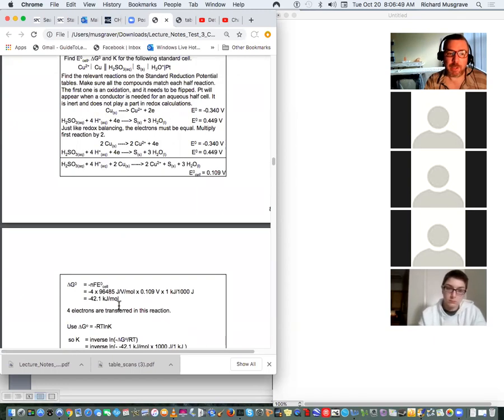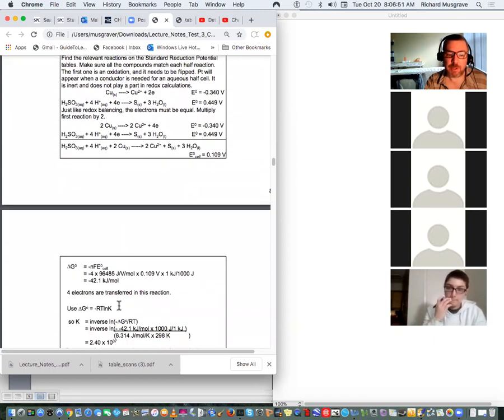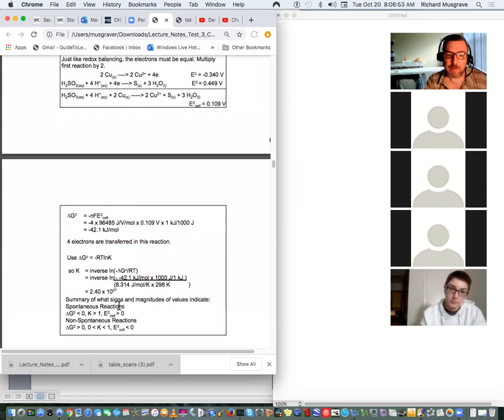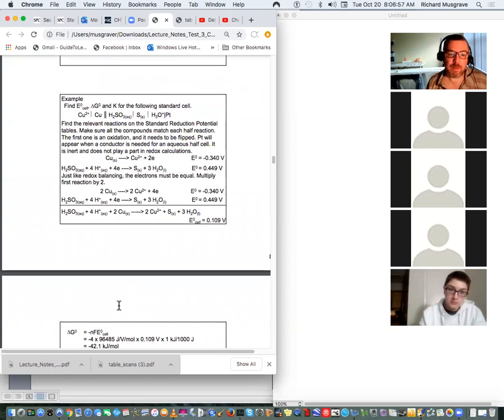Now, you won't have a question exactly like this on the test. I'll show you what the test question looks like in a minute. But it will have to do with non-standard cells. The cell that we're looking at here is the cell under standard conditions. What does that mean? It means that we're talking about 1 atmosphere, 25 degrees Celsius, and most importantly, 1 molar solutions. So all of these E naughts, all of these reduction potentials, are set up for 1 molar solutions.